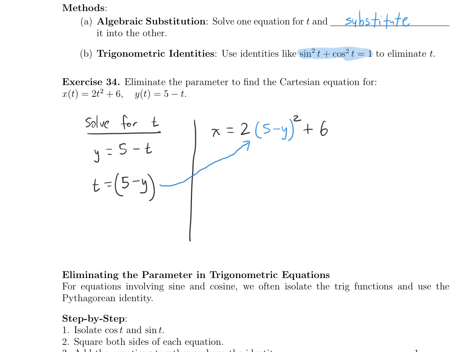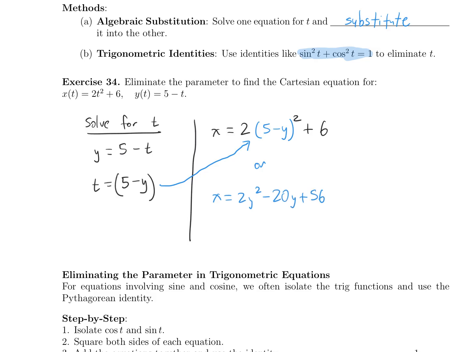So I'm just writing out the x equals equation, but in the place of the t, I'm replacing it with 5 minus y. And actually, that's as far as you need to go. If you want to, you can go ahead and expand this out, distribute the two, combine like terms. If you choose to go that far or farther, you can either enter the answer as you see it here, or you can continue to expand and combine like terms, and you will get x equals 2y squared minus 20y plus 56.